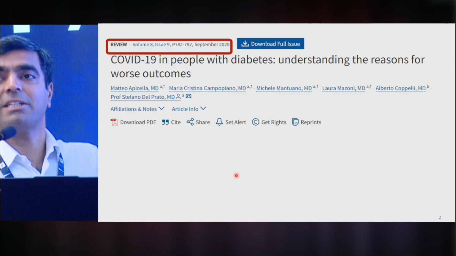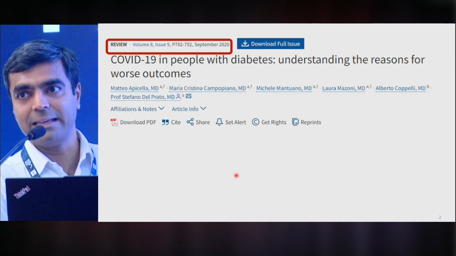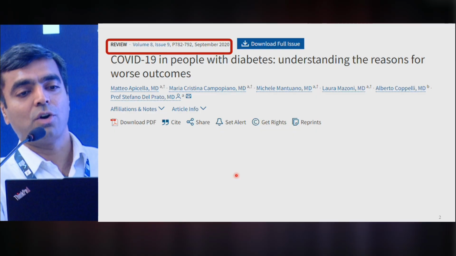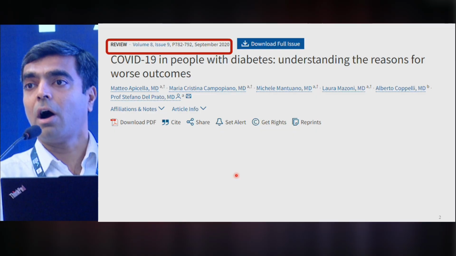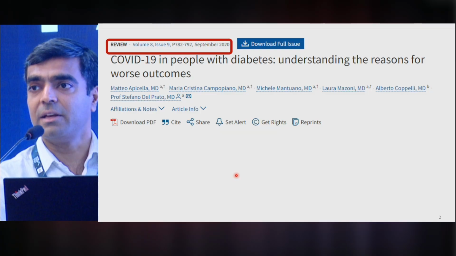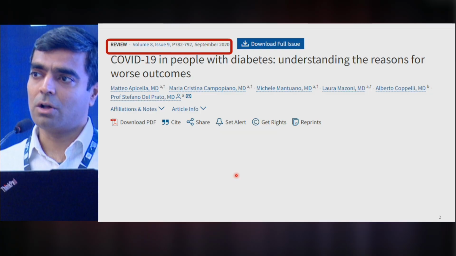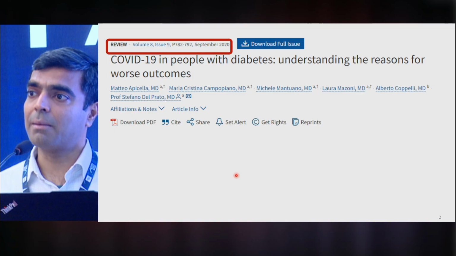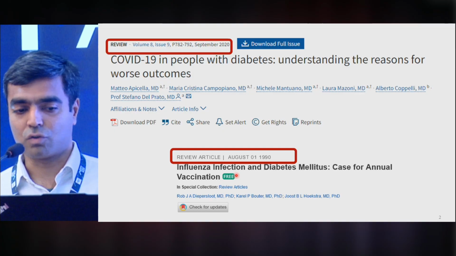This is the basic question that we had a few years ago. This was one of the first reports from Italy. When you had COVID-19, people with diabetes were dying, had higher mortality, higher morbidity. Why was that the case? That remains a key question, although there are many theories and many good examples of why that's happening. We still don't fully understand the details of why this is true.